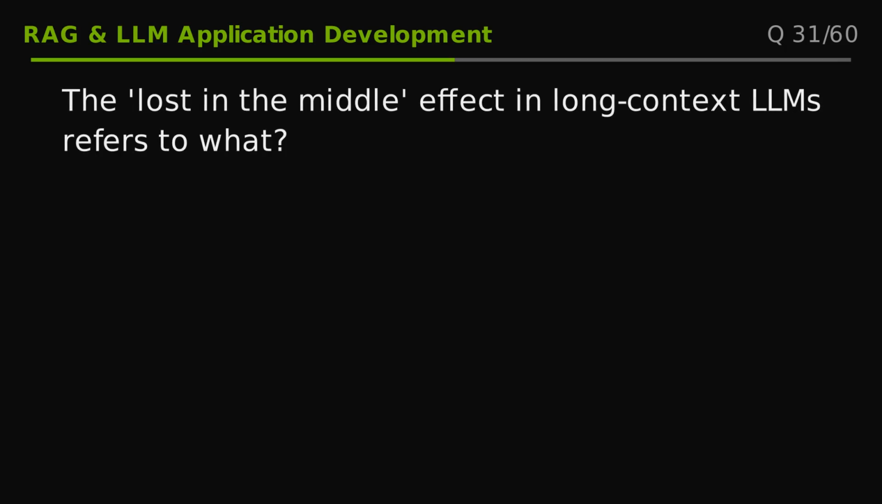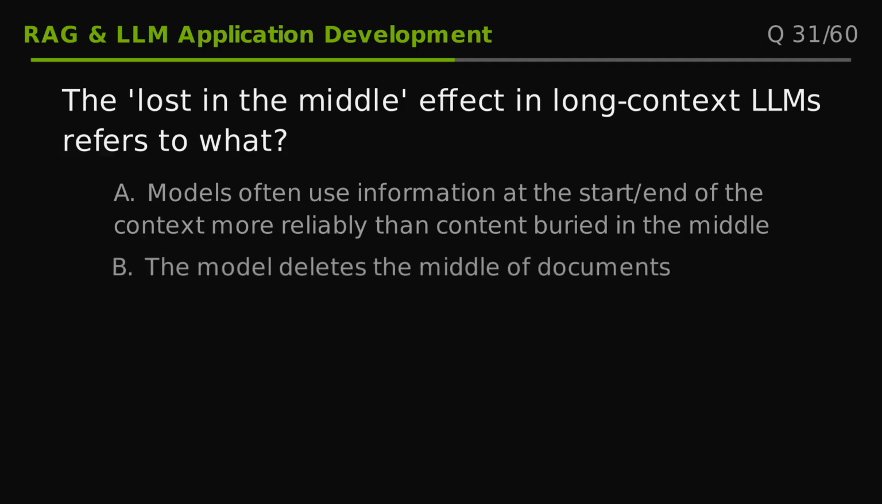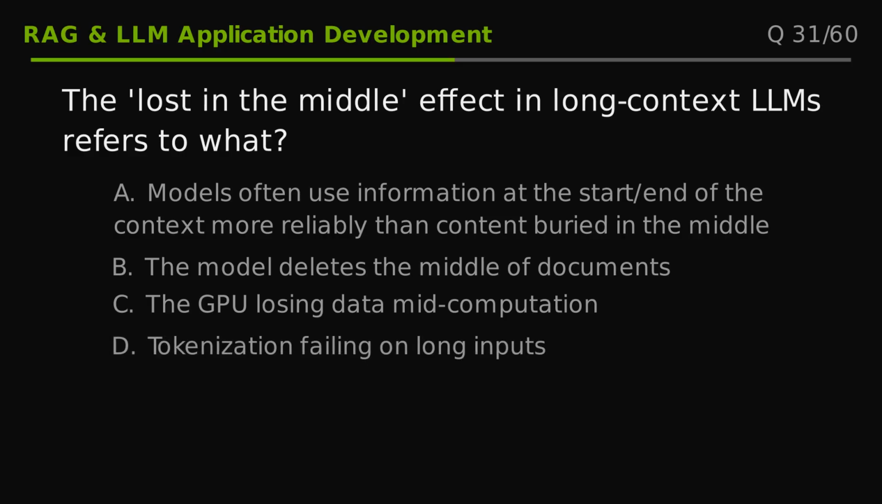Question 31. The lost in the middle effect in long context refers to what? Option A. Models often use information at the start and end of the context more reliably than content buried in the middle. Option B. The model deletes the middle of documents. Option C. They were losing data mid computation. Option D. Tokenization failing on long inputs.